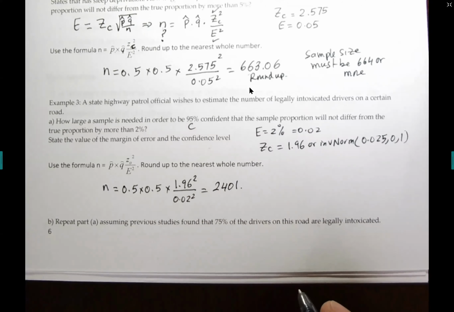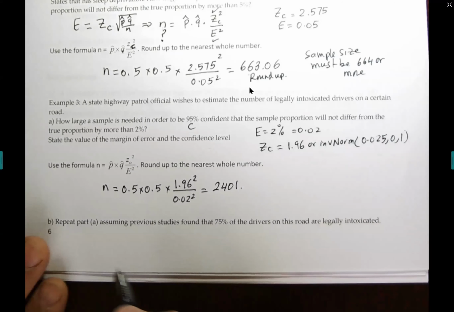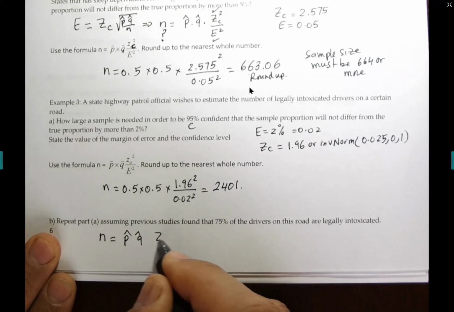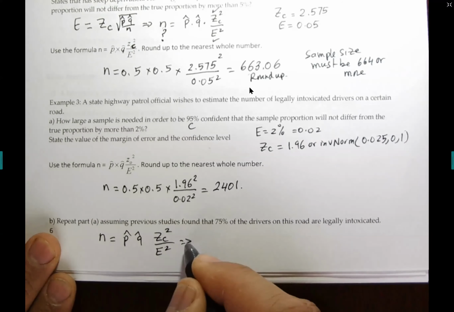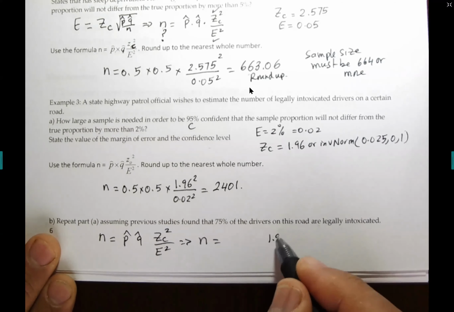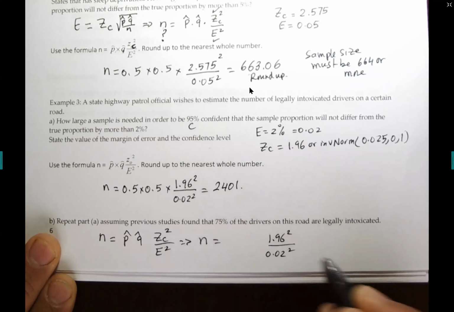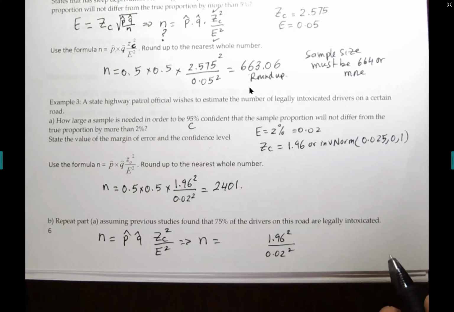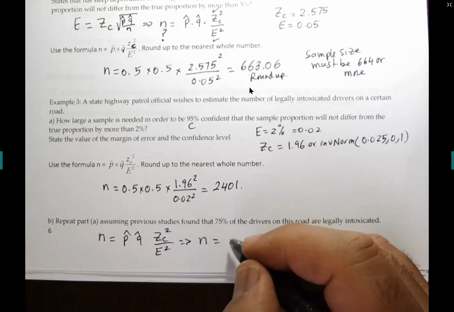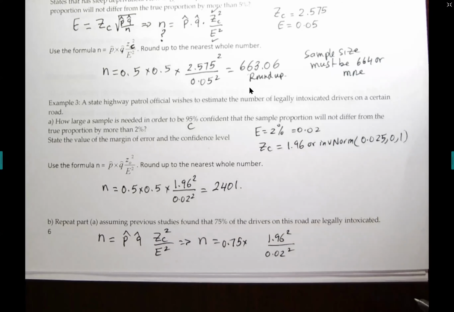Okay, last part. Repeat part A, same question. Find the sample size needed in order to be 95% confident that the sample proportion will not differ from the true proportion by no more than 2%, assuming from previous studies that 75% of the drivers on this road are legally intoxicated. So N is the formula, guys. Who can help me here? Okay, ZC is not going to change, 1.96 squared. E is not going to change, 0.02 squared. Can you guys guess what's going to go here? He's given us information about the sample proportion from previous studies. So now we know what the sample proportion is. It's not 50-50. He says it's 75%. So if one is 75%, guys, can you tell me what the probability of failure would be?